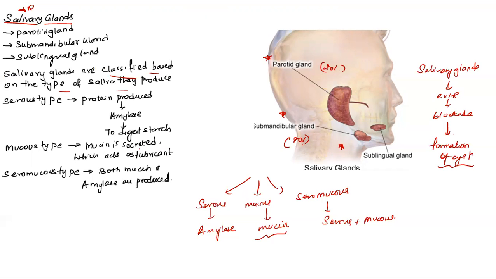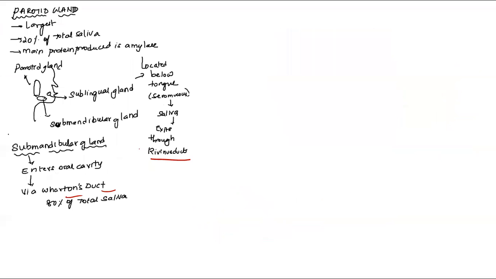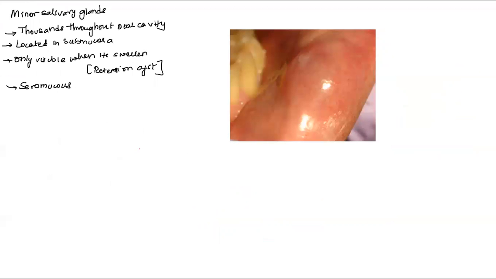Okay, so how are salivary glands classified? They are classified into serous, mucus, and seromucous type. Serous type secretes amylase that helps in digestion of starch. Mucus gives mucin, which helps in lubrication, and seromucous means both mucin and amylase are produced. Now, the sublingual gland is situated below the tongue, and it exits through Rivinus ducts, and the submandibular gland exits through Wharton ducts. Any blockade will lead to cysts.